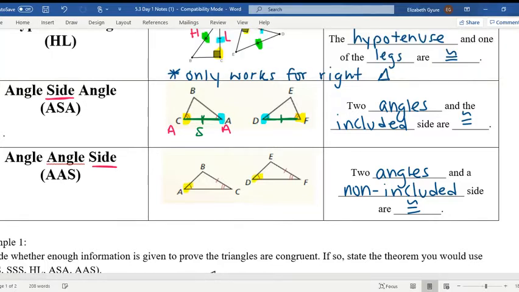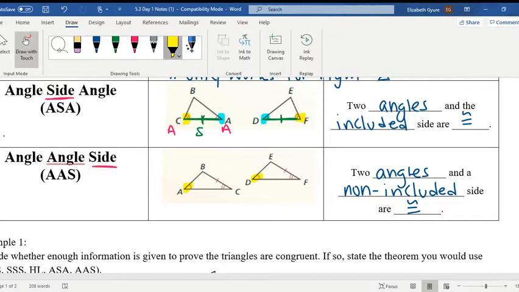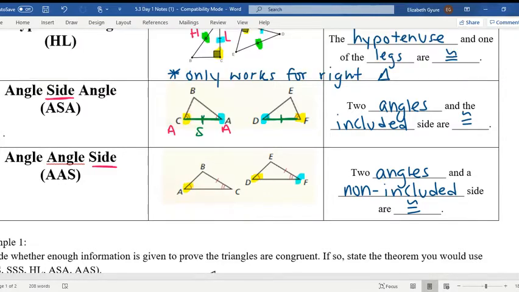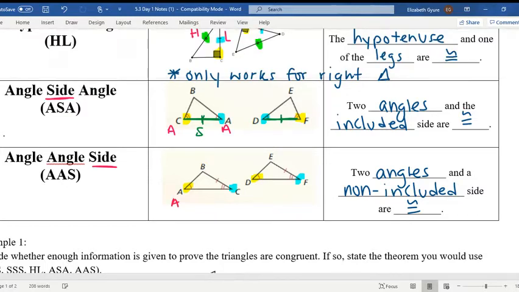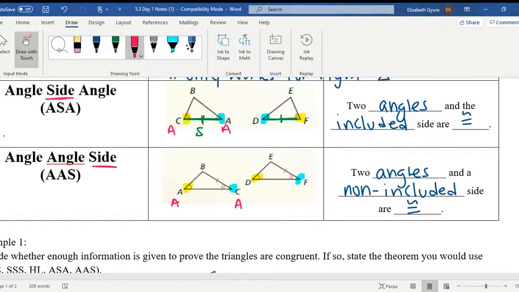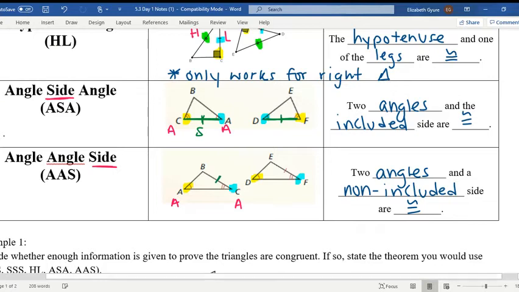Here we got A with D, and we got F with C. So there are our two angles. Set of angles, set of angles. But which set of sides is congruent here? Do you guys see it? Which set of sides is marked as congruent? Yeah, BC and EF. That does not connect our angles, right?